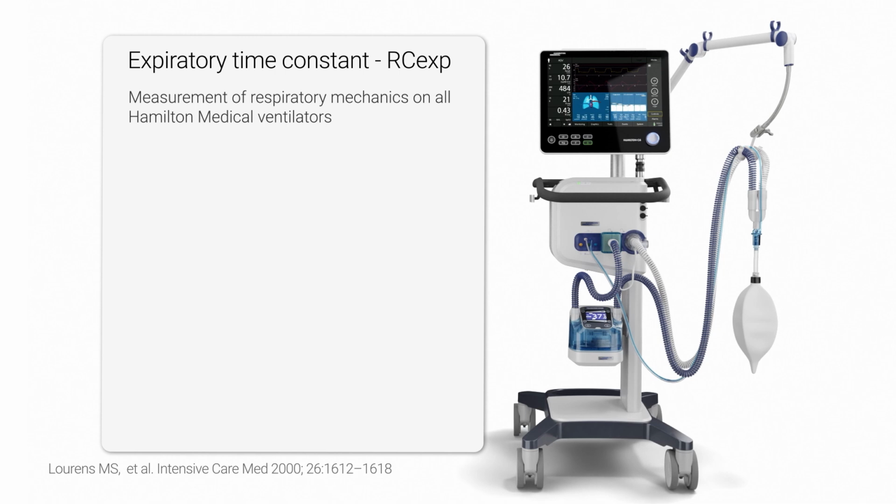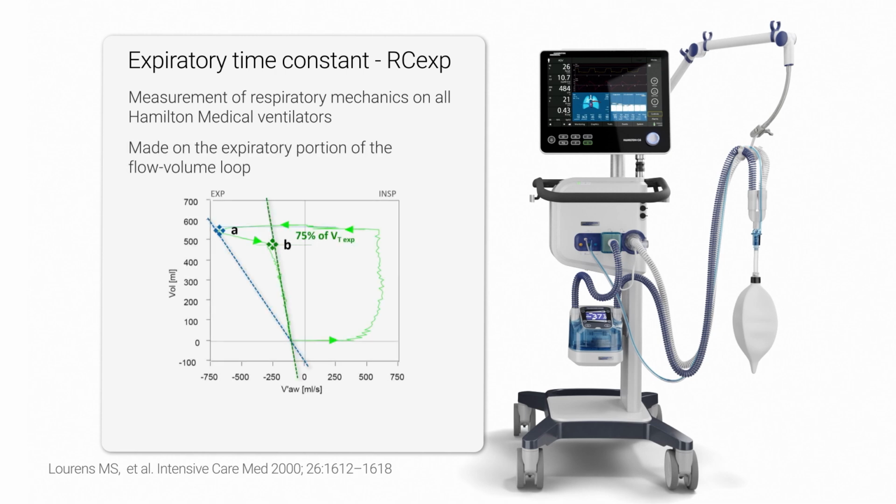RC-EXP has another advantage over RC. It also takes into account the resistance on the expiratory path of the ventilator. RC-EXP is a measurement on all Hamilton Medical ventilators, which is made on the expiratory portion of the flow volume loop. It is a reliable measurement in both passive and spontaneously breathing patients.